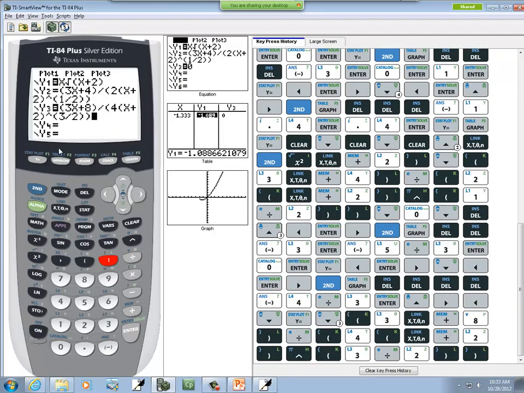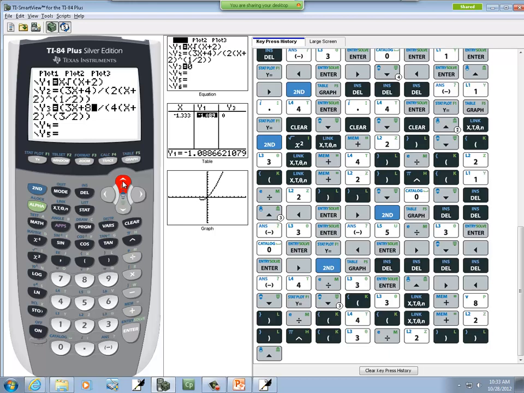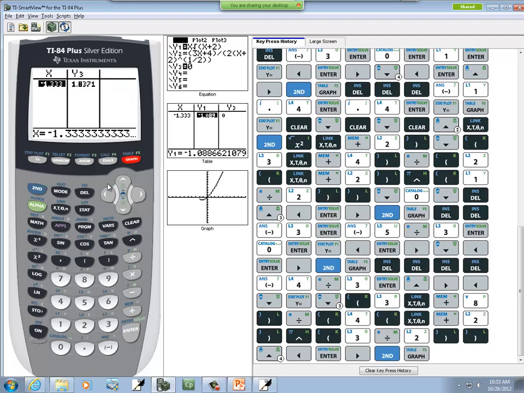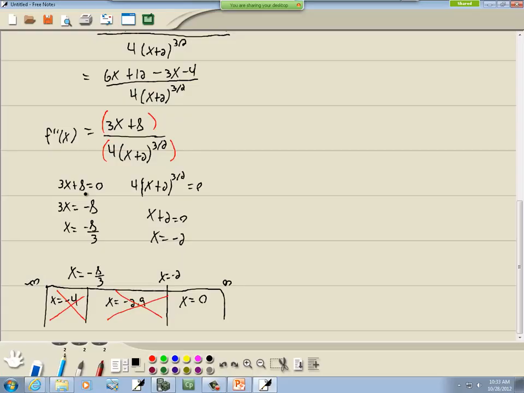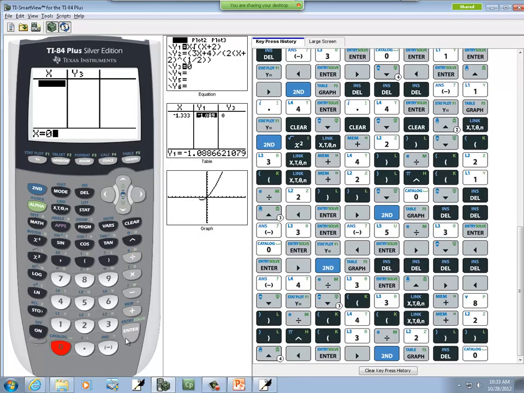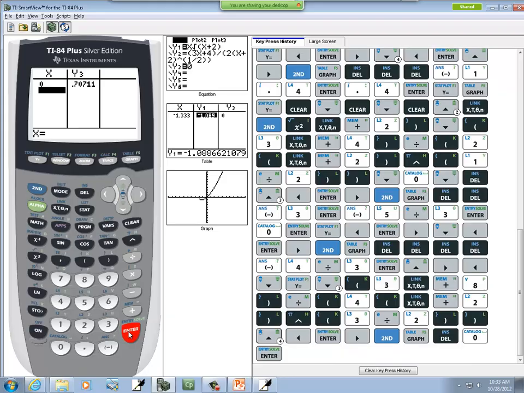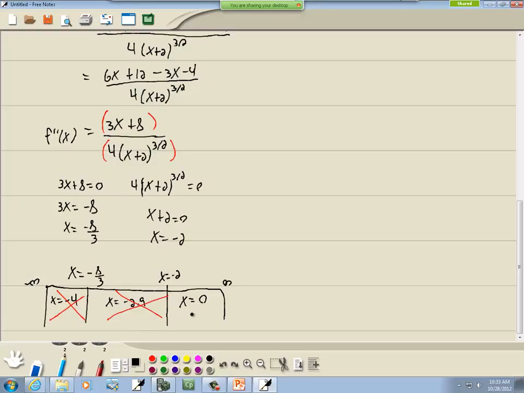I'm going to come to my calculator. See, I just put my second derivative on y3, so I want it turned on. I see y1 still turned on, so let me go turn it off. There we go. Now do second graph, go in table mode. Delete that. And then put 0 in. And it's positive, which means it's concave up.